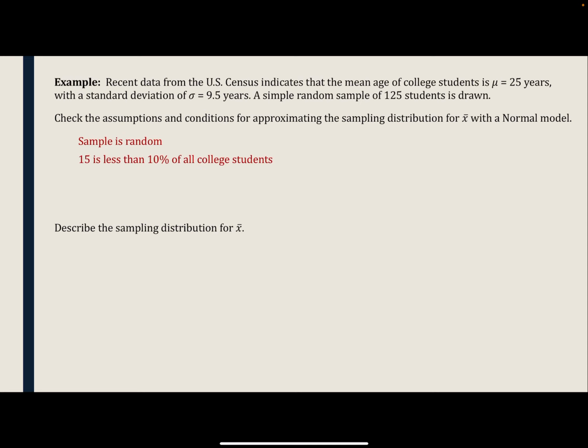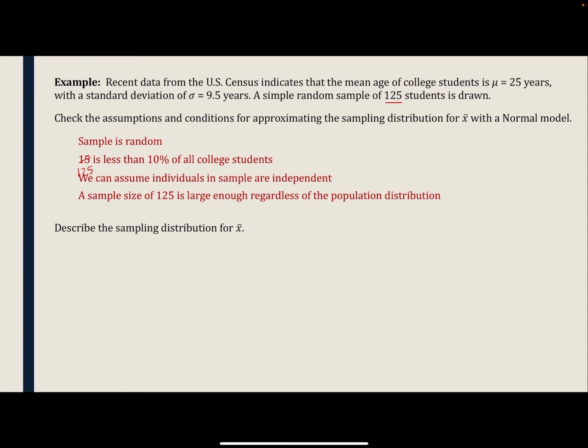And 125 is my sample size. So this should say 125. 125 is still definitely less than 10% of all college students. I probably just wrote over it. So since these two conditions hold, then we can safely assume that the individuals within our sample are independent. The big one is the last one, to make sure the sample size is big enough, and the sample size of 125 is way more than 30, so it's big enough regardless of what the population distribution looks like.